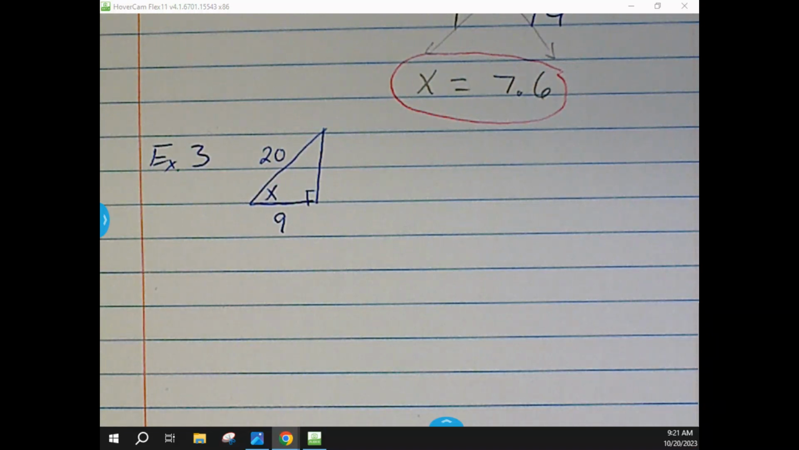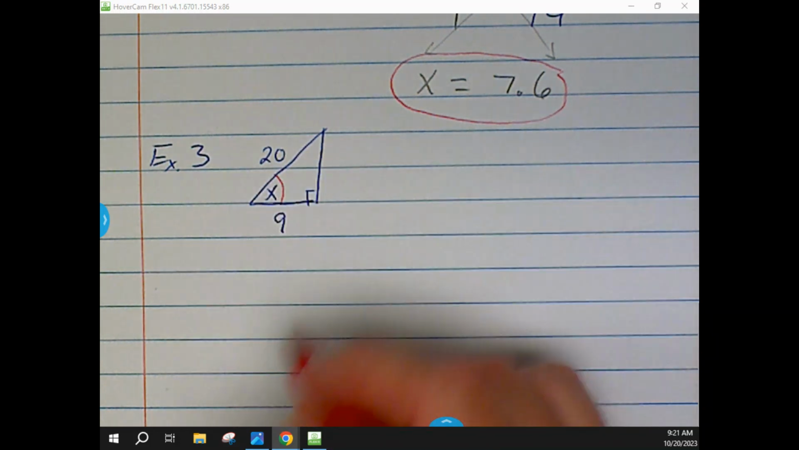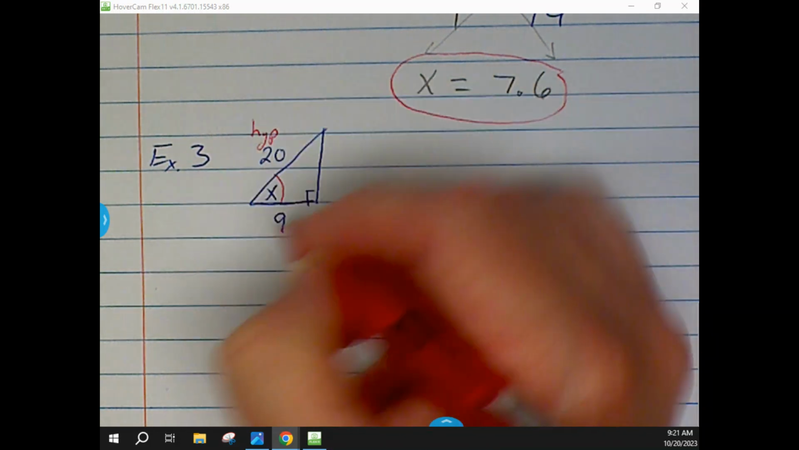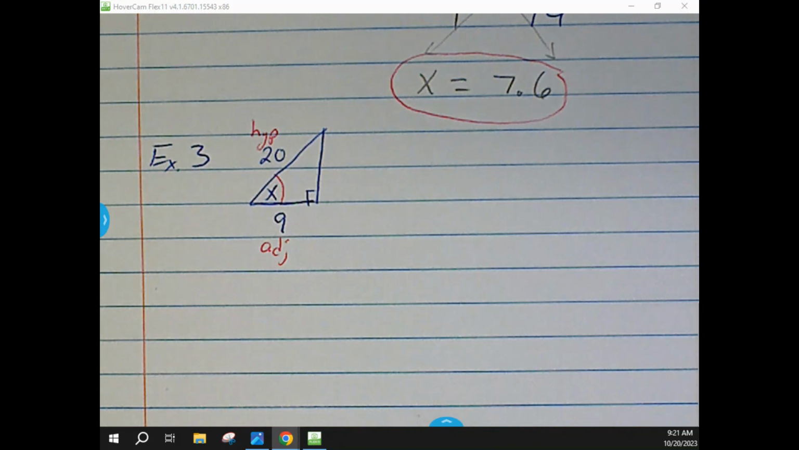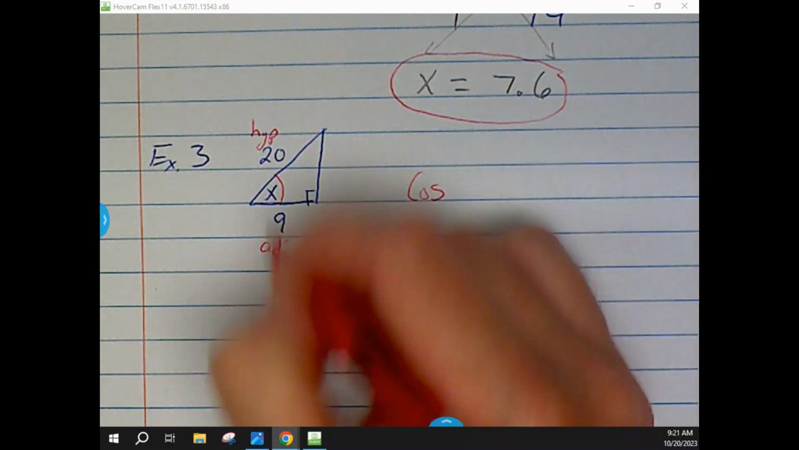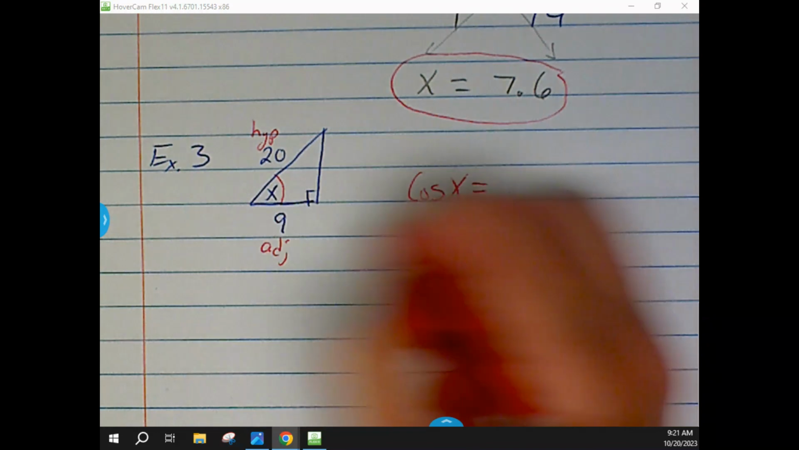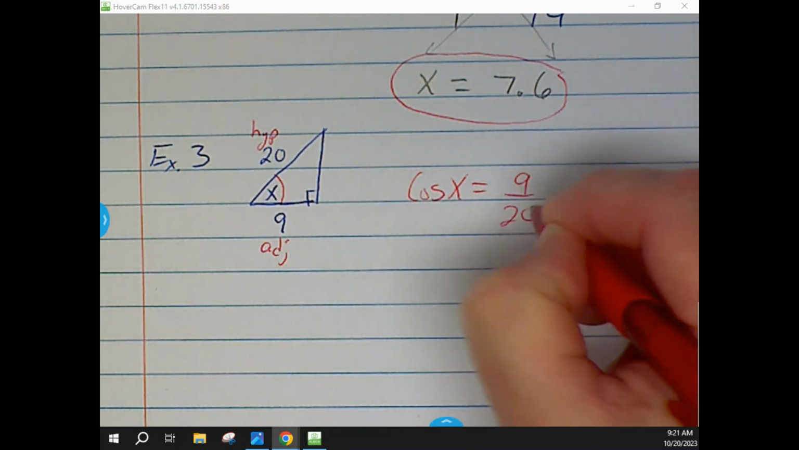Again, you have to take the angle you have here and label everything. This is the hypotenuse, and in this case this would be the adjacent side. So if we have adjacent and hypotenuse, that means we're going to do cosine. So it's cosine of the angle equals adjacent over hypotenuse, so that is 9 over 20.